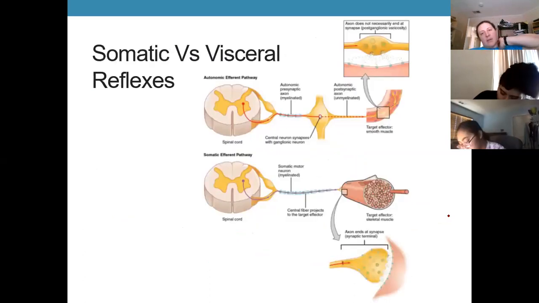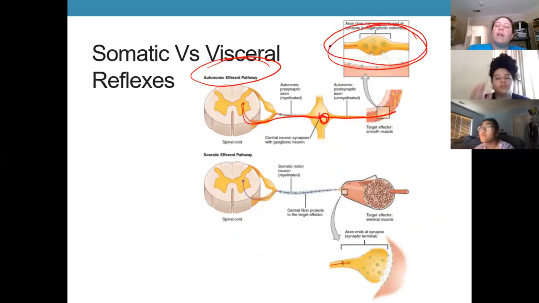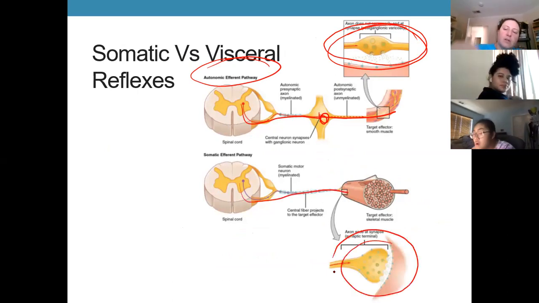This is just the diagram of the visual differences between somatic and visceral. So autonomic's up here, showing you the two motor neuron pathway. And then remember those varicosities that release neurotransmitter instead of those specific synapses. And then this one's the somatic with a single motor neuron, which is a neuromuscular junction.